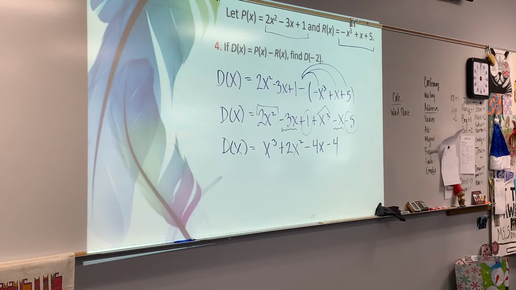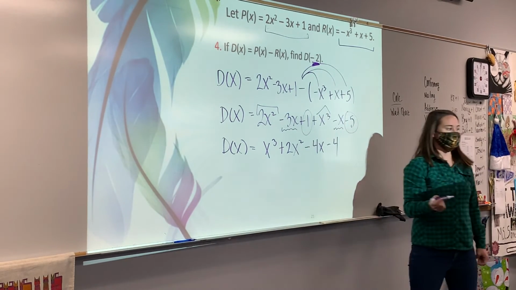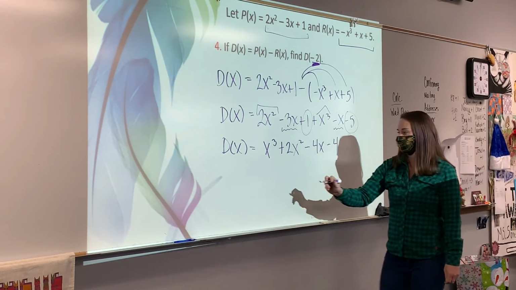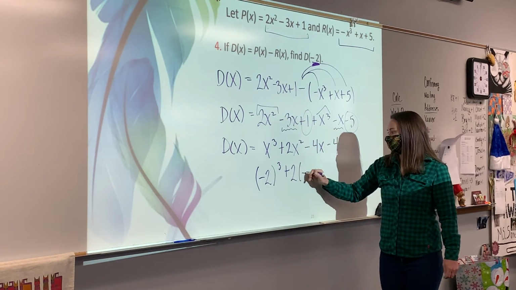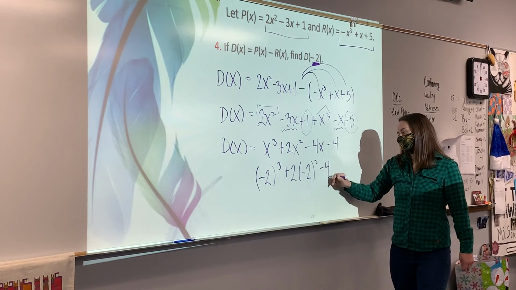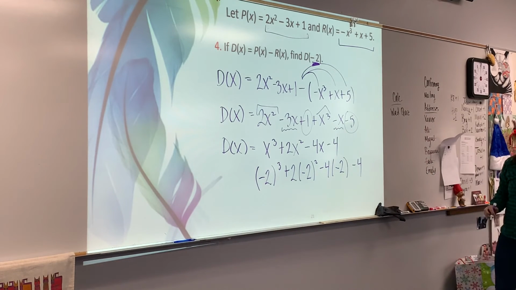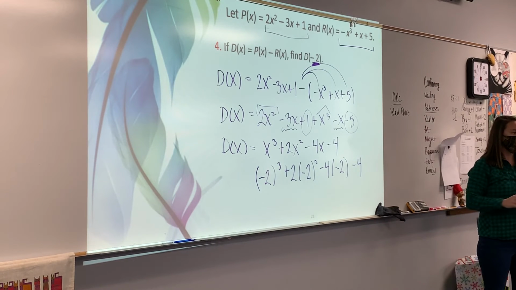Okay, here's where we really address the SAT style question. What does the d of negative 2 mean? What is it asking me to do with the negative 2? Plug it in, exactly. So what I'm going to have is a negative 2 cubed plus 2 times negative 2 squared minus 4 times negative 2 minus 4. And then would you use a calculator for that? You could, but we can do this in our heads. And folks, if you do use a calculator on this, if you forget your parentheses, you get the problem wrong.